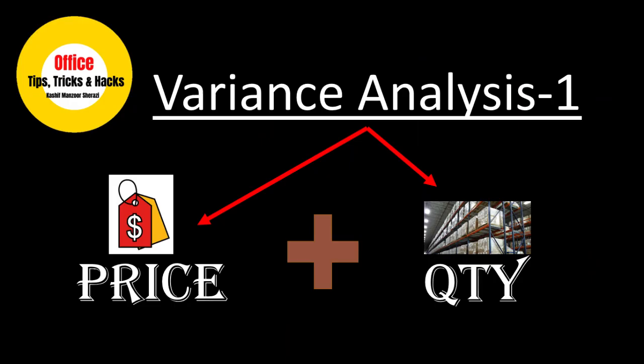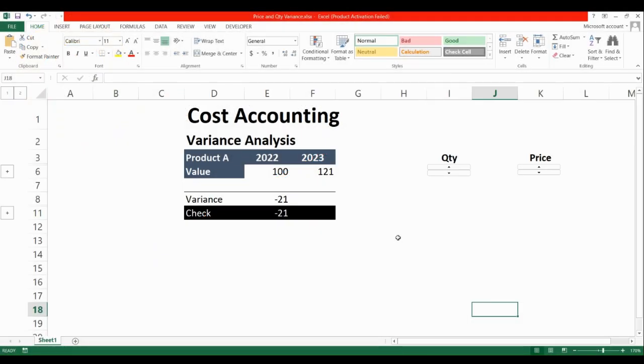Today we will learn the basic cost analysis. Price and quantity variance analysis. In this example, we have both product A in 2022 and 2023 and we've been asked to do a cost analysis and guide the management why there is a cost variance. For further analysis, we should know what quantity was purchased at what price in each year.